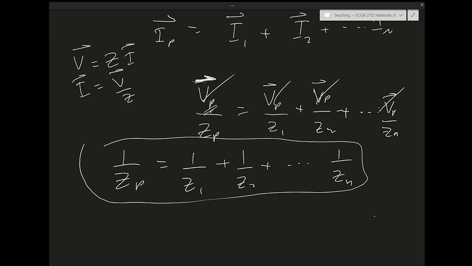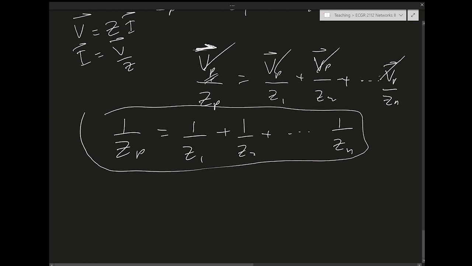Okay. In all of this, the units for impedance were what? Ohms. It has to be ohms, because Z is defined as V over I. It has to be voltage over current, so it has to be ohms.